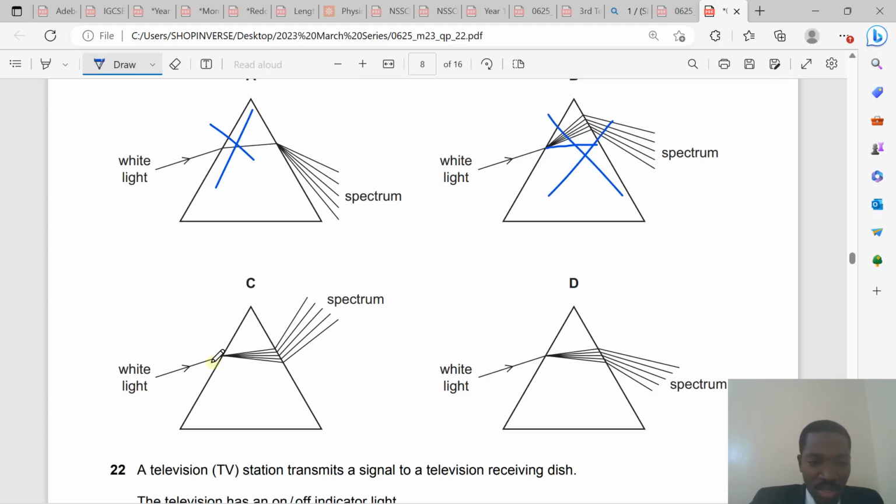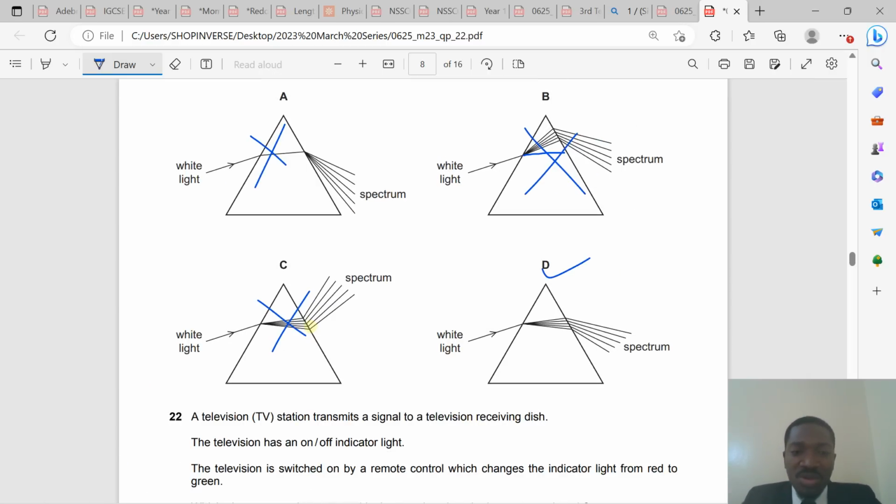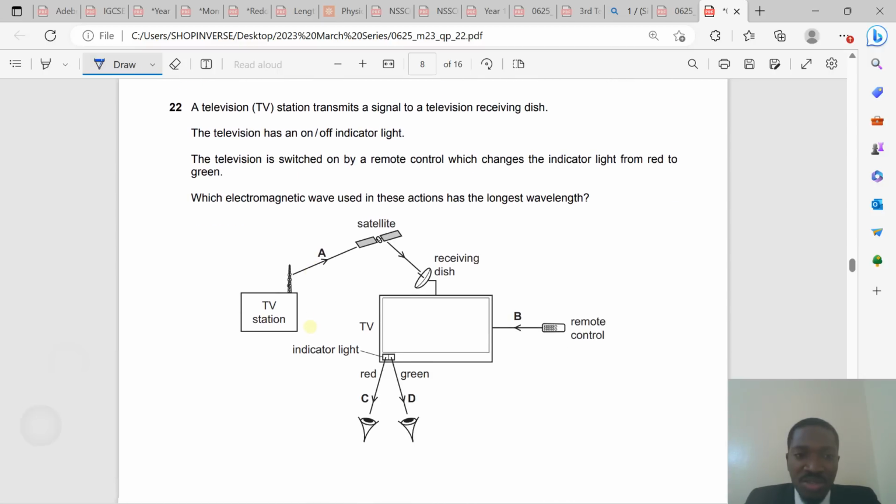Option C, this part is correct. But when it's coming out here, there should be dispersion, and the angle of refraction will be away from the normal in this direction, not this way. So this is not correct. This is the only ray diagram that is correctly drawn that represents the situation.